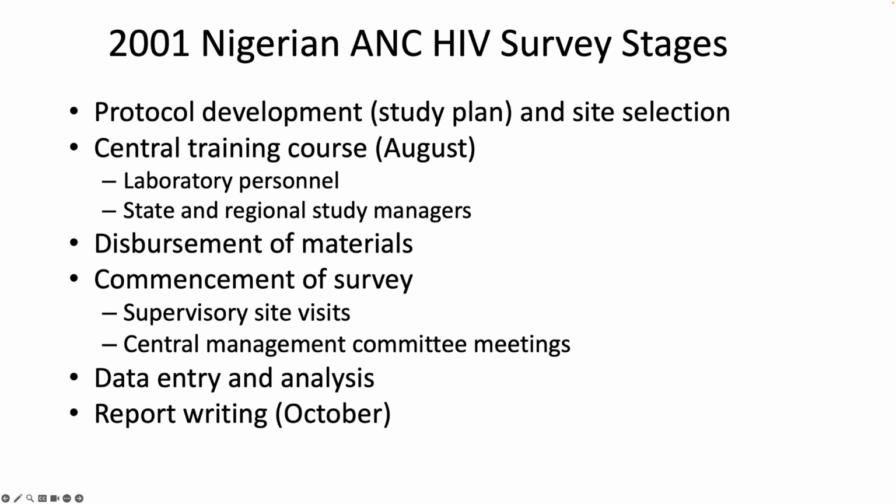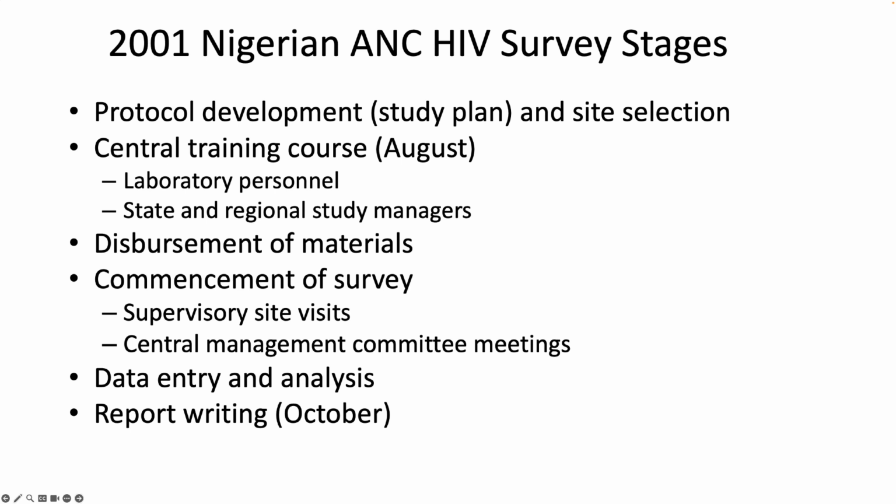Once the survey begins, routine supervisory visits happen to make sure that all of the protocols are being implemented and followed appropriately. And there are central management committee meetings, regular meetings to check in to make sure that things are proceeding according to plan. Finally, data entry and analysis and report writing needs to be completed by the end of October in order to ensure that the results will be ready for dissemination on December 1st, which is World AIDS Day of each round.